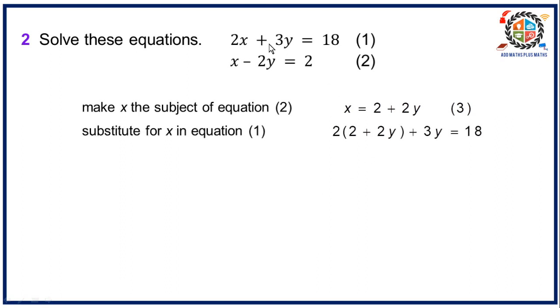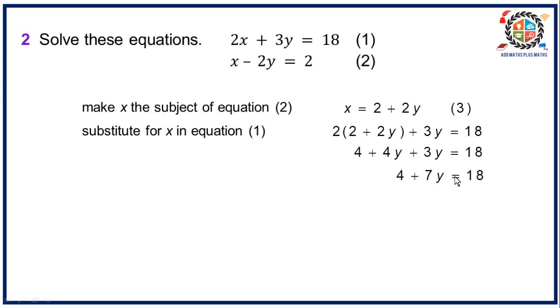Okay, substitute. x becomes 2 plus 2y. Remember, don't forget to put the bracket, because 2 plus 2y is one quantity, and when you expand the bracket, you have to distribute that 2 to 2 and 2y. So 2 times 2 is 4, 2 times 2y is 4y. We'll have now 4 plus 4y plus 3y is equal to 18. And remember, 4y plus 3y is 7y, so it will become 4 plus 7y is equal to 18.